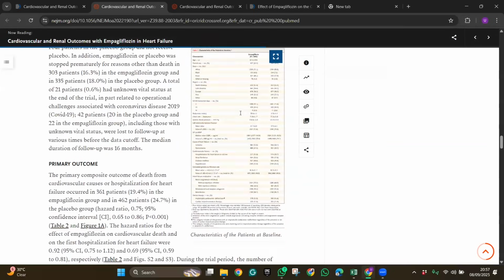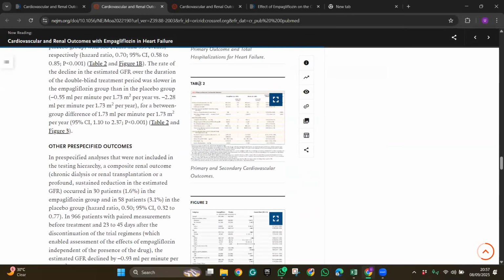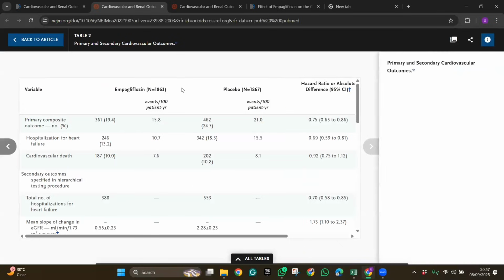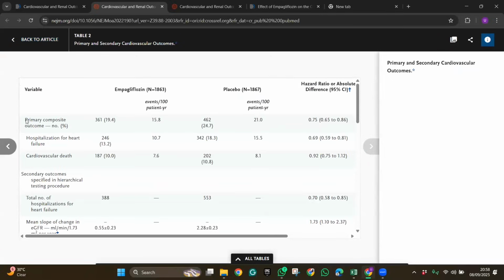This was my table number 1. I'm going to go to table number 2. Can you guys see table number 2? This table number 2 gives the outcomes. This is the outcomes table. So what you're going to do is that these are all the outcomes. You're going to write or copy all these outcomes.